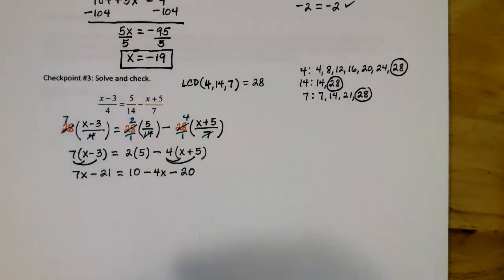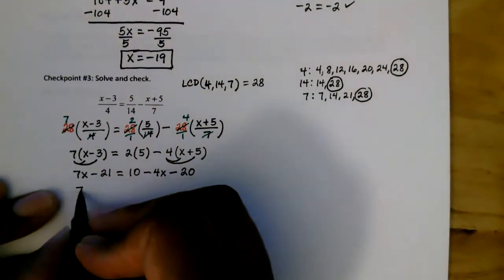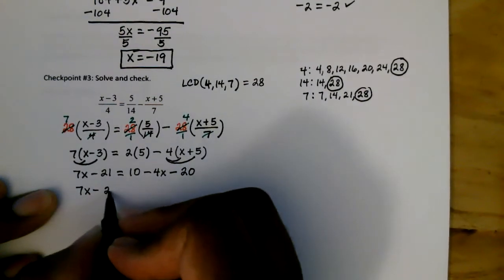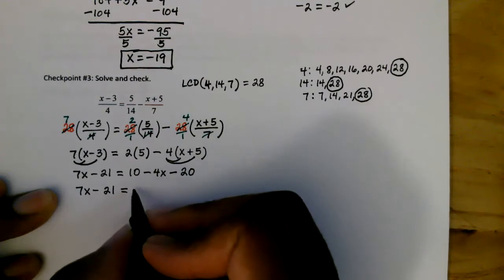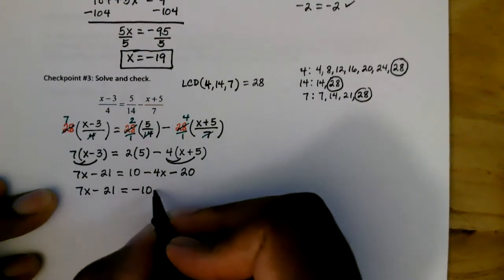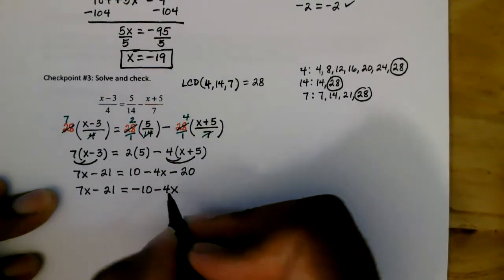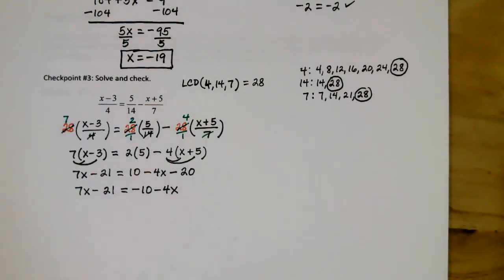Now on the right side, I need to combine some like terms here. So here I'm going to do 7x, bring down the 7x minus 21, and that's equal to 10 minus 20. That would be negative 10 minus 4x.